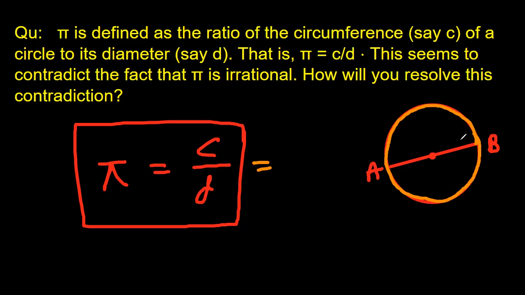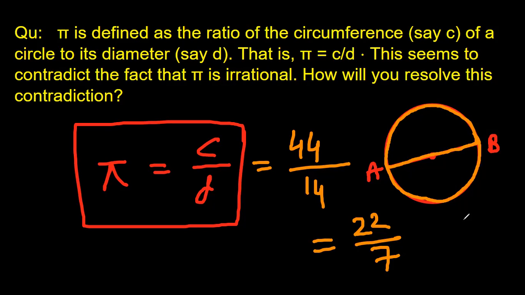Suppose we measure this circumference by some measuring device and we find that it is, say, 44. Okay, 44 meters or centimeters or whatever scale you use. And the diameter, for instance, let's say it came out to be 14. Now 44 by 14 looks like 22 by 7, right? Which is in the form of P by Q. That is the question. Which is in the form of P by Q. This should be rational. Then why are we saying pi is irrational? Can you answer this?